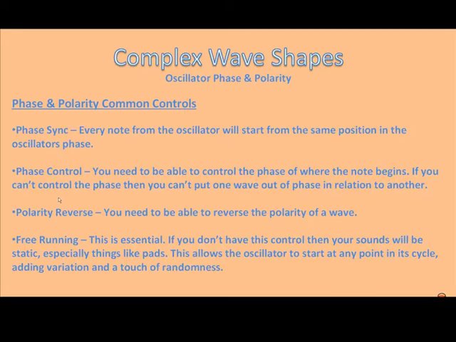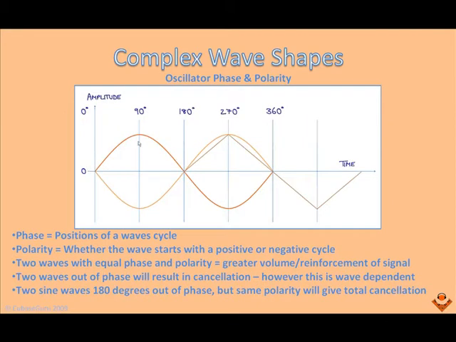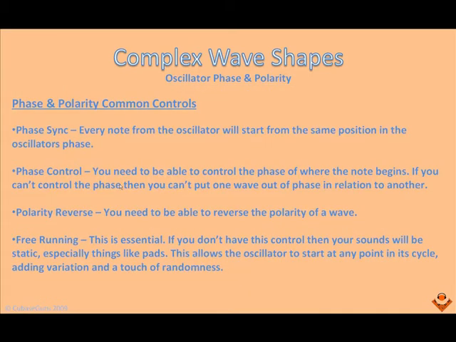Okay, the next one is polarity reverse, which I explained a little bit about earlier. You need to be able to reverse the polarity of a wave so that you can have two waves at different polarities, so you can use them to cancel each other out a little bit. You can use that to reinforce a sound. It's pretty much what I showed you with the waveforms. So here, they are out of polarity. Positive, negative. Again, we can show you that in Zebra.